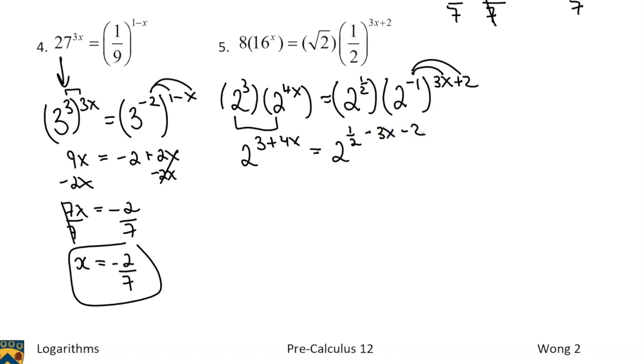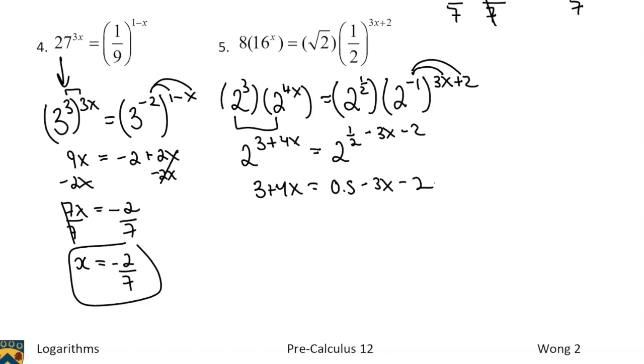And now that we have both sides with base 2, we can just look at the exponents and say 3 plus 4x is equal to 0.5 minus 3x minus 2. I should say 1/2, but I'm going to say 0.5, because algebraically it's going to be a little bit easier just to try to solve for x here.